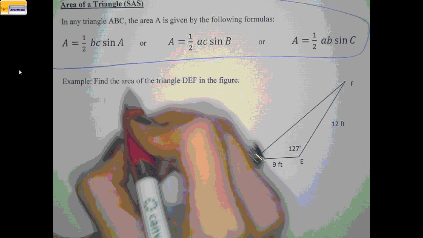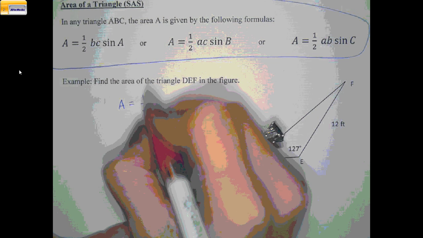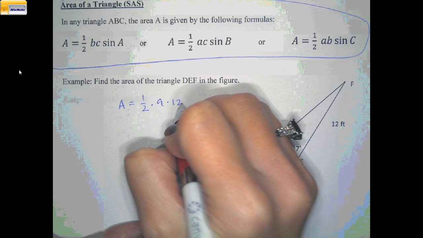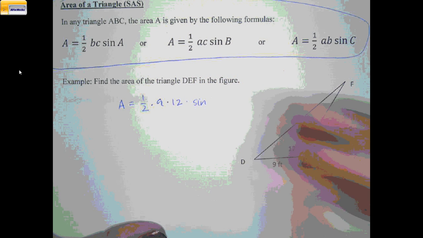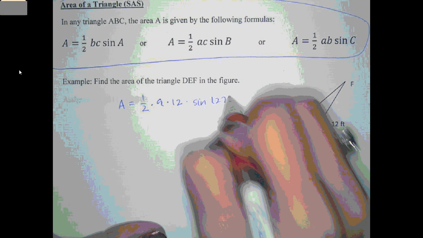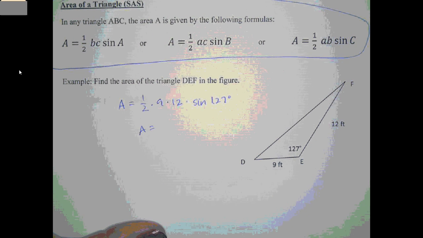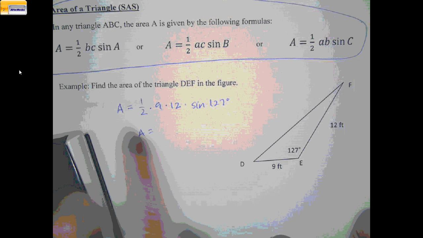So we have area equals 1/2 the 2 sides, so 9 and 12, times sine of the included angle. So sine of 127 degrees. And then you have a calculator and you just type the whole thing in. To show steps today, I just need to know what you typed in your calculator. So you just have to write 2 lines.